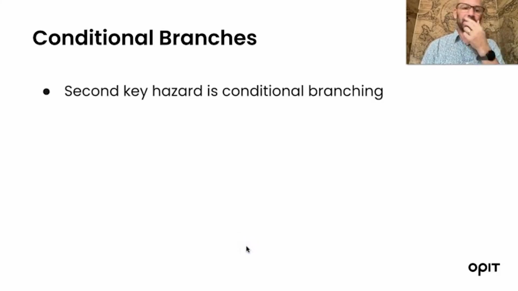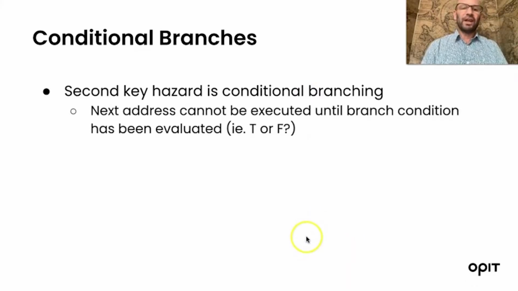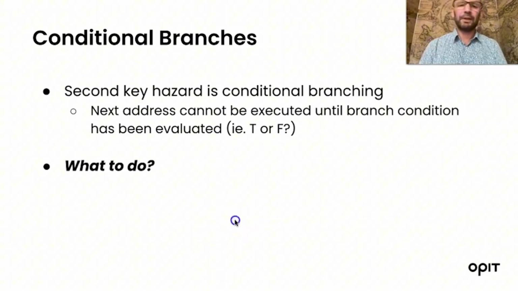Lastly, conditional branches. The second key hazard here is this idea of conditional branching, where a condition makes us go to a separate set of instructions. So the next address cannot be executed until that branch condition has been evaluated. Whether it be true or false, we don't know which instruction to execute until we get the result of that condition. So we have some sort of a comparison. If it's true, do this. If it's false, if it's not true, then we do that. So what do we do about this?